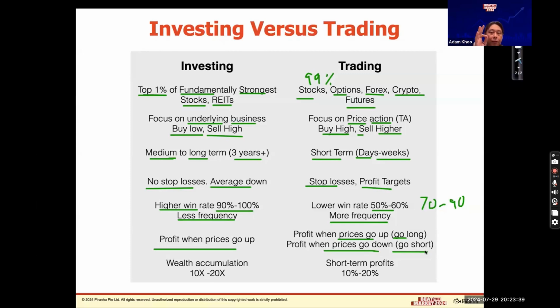In investing, what's the objective? The objective is wealth accumulation. You're looking to 5x, 10x, 20x your money. But in trading, the focus is on short-term profits, right? 10% get out, 20% get out, 15% get out. Okay, so does that make it a lot clearer about investing and trading?